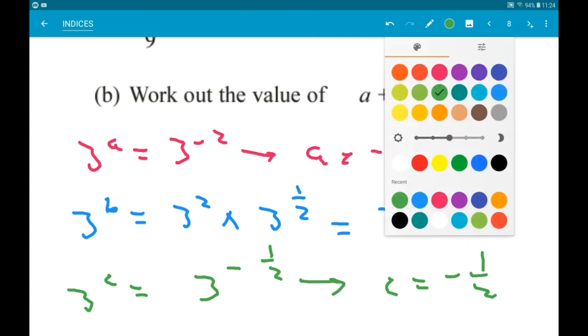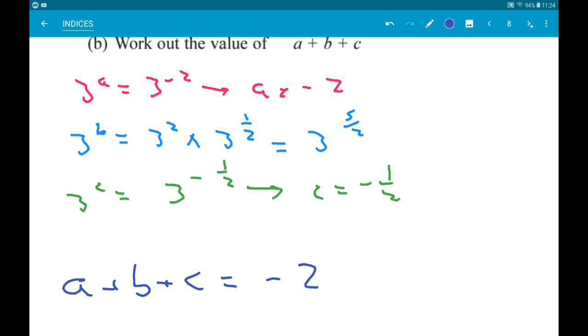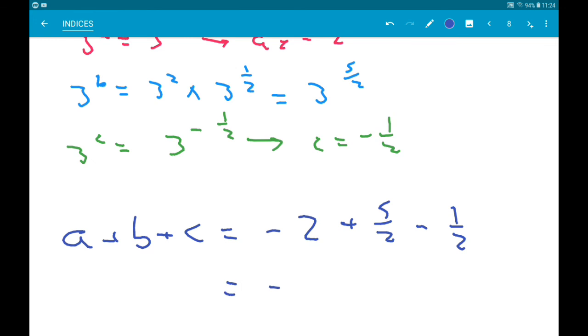So a and b and c is then minus 2 add 5/2 minus 1/2. So that's minus 2, and 5/2 minus 1/2 is 4/2, which is 2. So we have minus 2, add 2, which is 0.